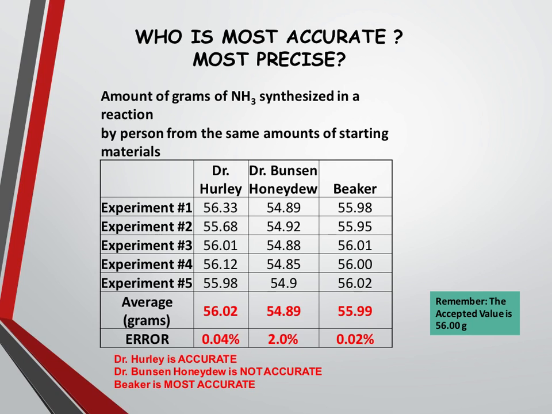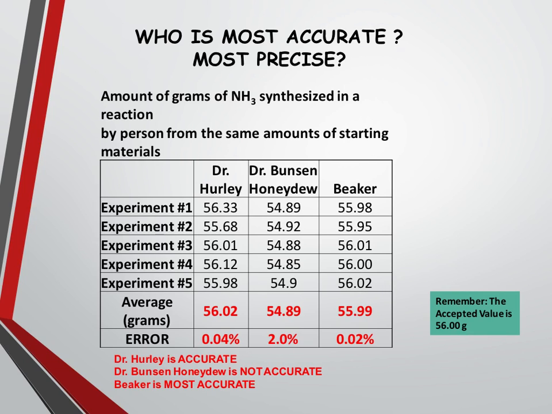So based on this information, you can make some conclusions on accuracy. You could say that Dr. Hurley is fairly accurate because he's got a very low percent error, 0.04. That's very low. Dr. Bunsen Honeydew is not accurate compared to Dr. Hurley because his value is 2%. And Beaker is the most accurate because he's even lower than Dr. Hurley at 0.02%. So you could say that Dr. Hurley is fairly accurate, Beaker is the most accurate, but Dr. Bunsen Honeydew is not accurate.